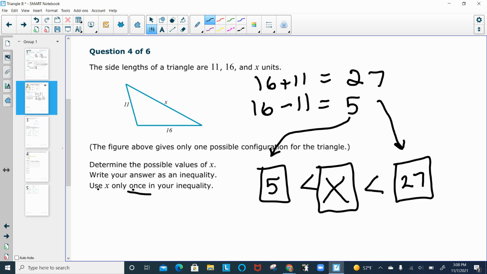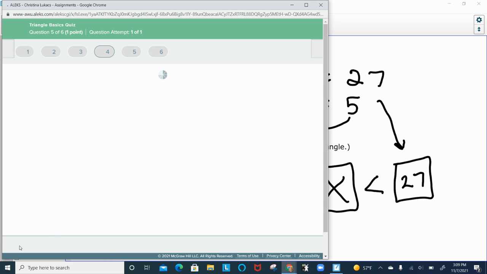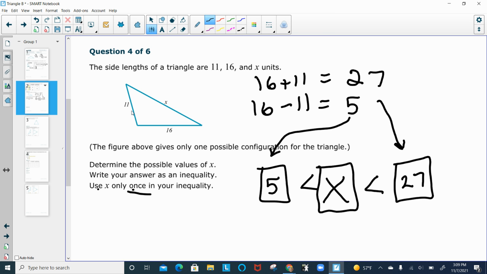So if we were looking at the problem I just showed you in ALEKS, let me give you a quick preview. So 13 plus 20 would go here. That would be 33. And 20 minus 13 would be 7. And that's what they would want. Okay? All right, on to question 5.